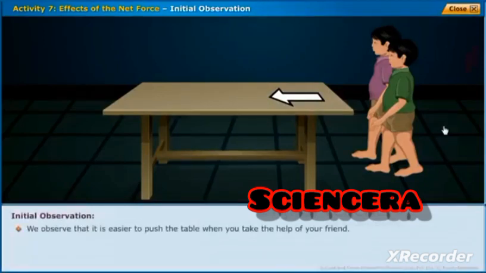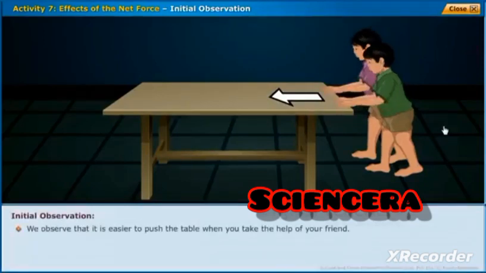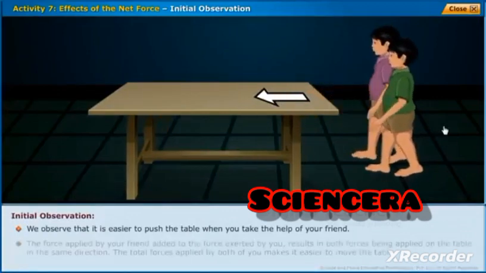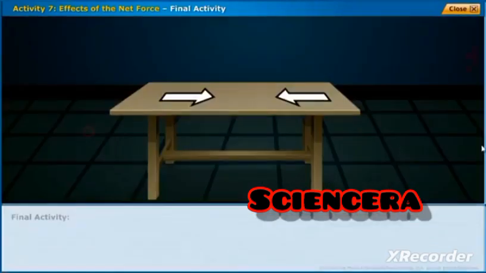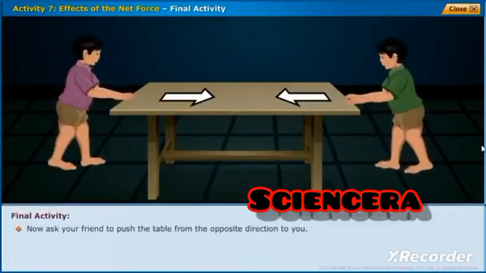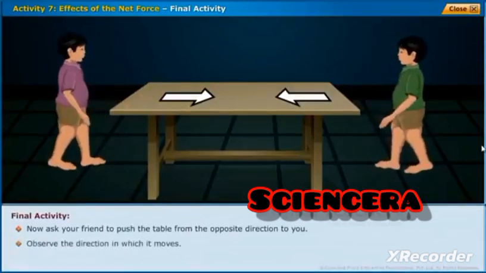We observe that it is easier to push the table when you take the help of your friend. The force applied by your friend added to the force exerted by you results in both forces being applied on the table in the same direction. The total force applied by both of you makes it easier to move the table. Now, ask your friend to push the table from the opposite direction to you. Observe the direction in which it moves.